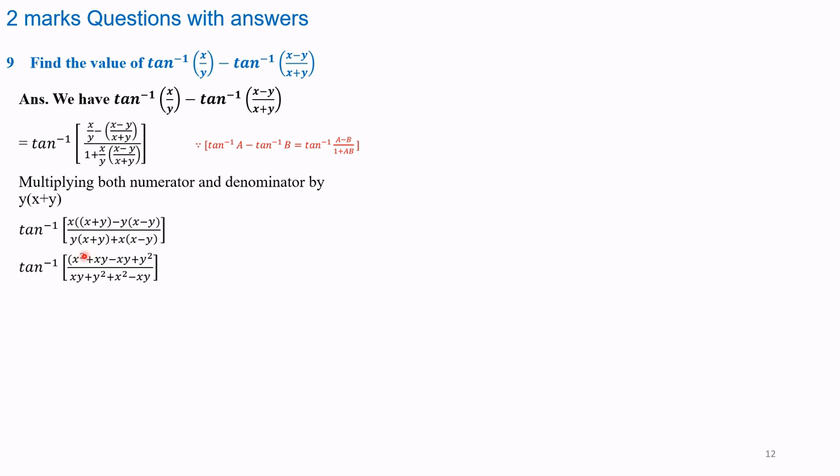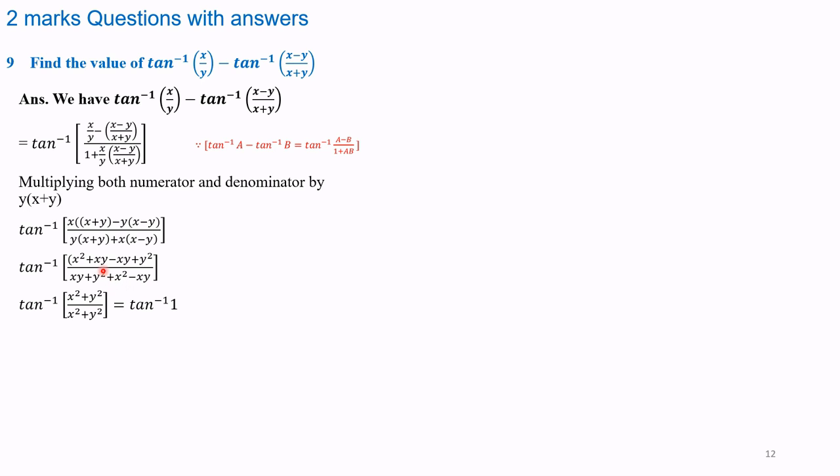Therefore, it becomes tan inverse of x square, x into x square plus xy minus xy plus y square, the numerator. And the denominator: y into x is xy, y into y is y square, plus x into x is x square minus xy.